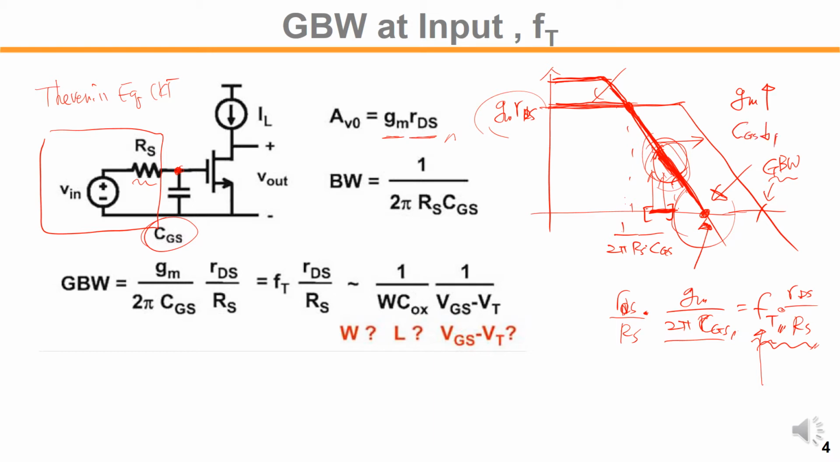What you have to do is either increase the GM or decrease CGS, right? And also typically the RDS is better to be larger in this example, right? RDS is going to be larger and RS better to be smaller, right? To make this GBW higher, right?